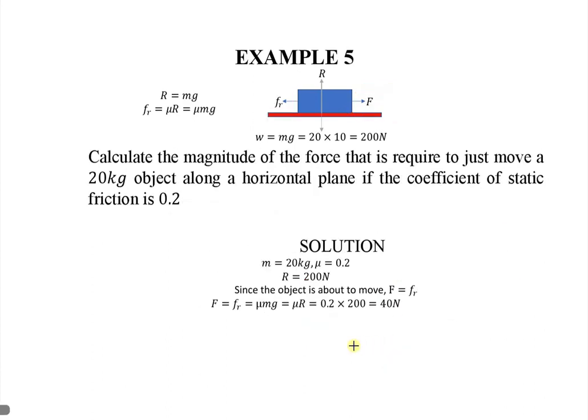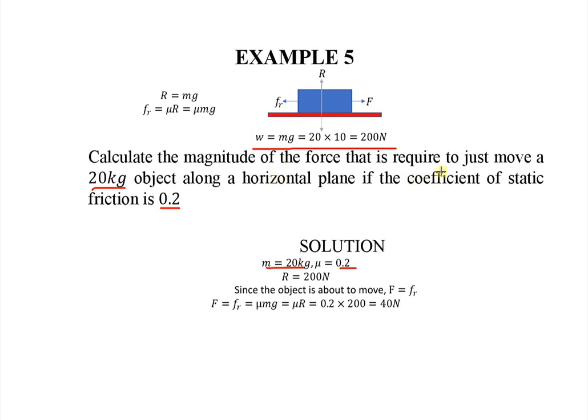Now let's go on. Question 5. Calculate the magnitude of the force that is required to just move a 20 kg object along a horizontal plane if the coefficient of static friction is 0.2. Mass of the body under consideration is what? Is 20 kg. Coefficient of static friction is 0.2, so we have 0.2. Now, normal reaction is what? Normal reaction is mg, which is what? Mass 20 kg times acceleration due to gravity. That gives us what? 200 Newton.